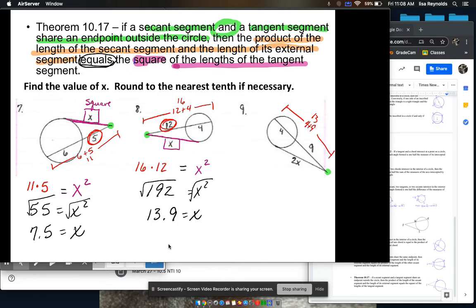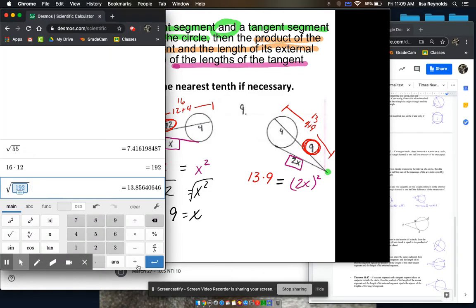And we use the external portion. So it's the whole secant times the external portion. And then for our tangent, we take this tangent measurement and we have to square it. Now be careful, if it's more than just a single variable, make sure you put it in parentheses. So it's a multiplication problem that's squared. Put it in parentheses. We're going to set these equal.